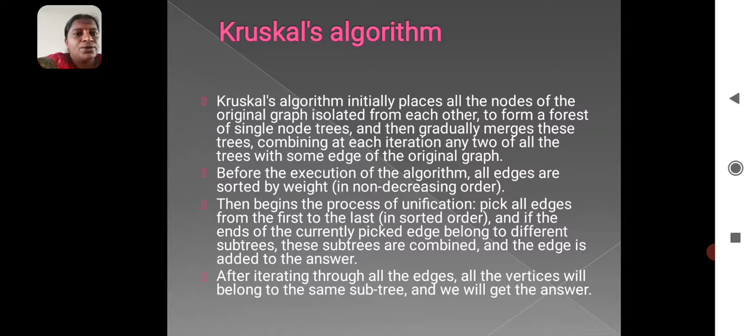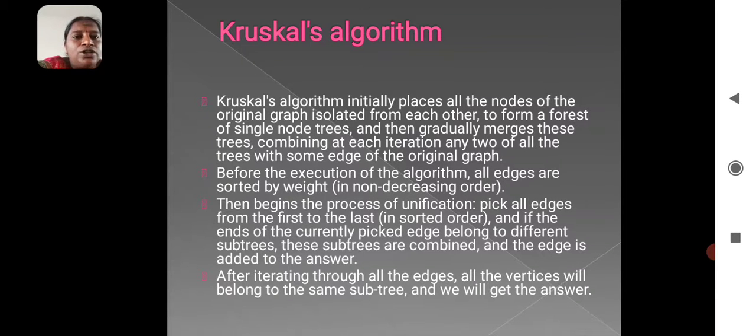Next we are going to see Kruskal's algorithm. This is one of the algorithms which is used to find the minimum spanning tree or shortest path. It places all the nodes of the original graph isolated. We have to display all the vertices in the graph and form a forest of single nodes. If there are no edges connected to a vertex, we consider it as a forest, and they gradually merge all the trees, combining in each iteration any two of the trees with some edge of the original graph.